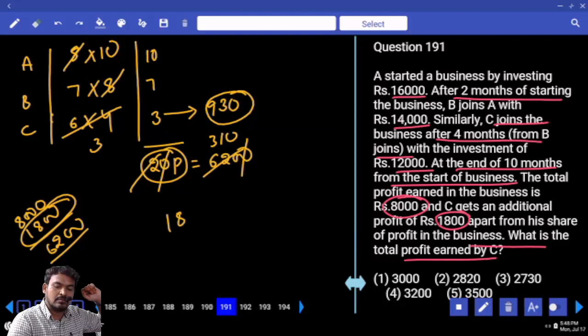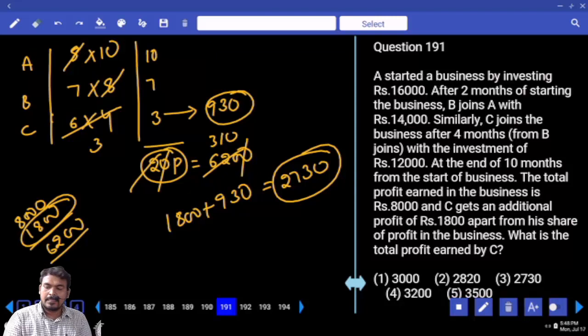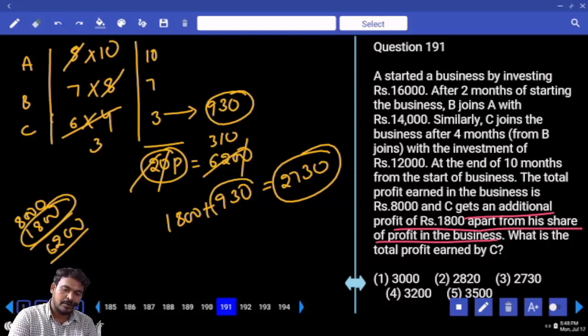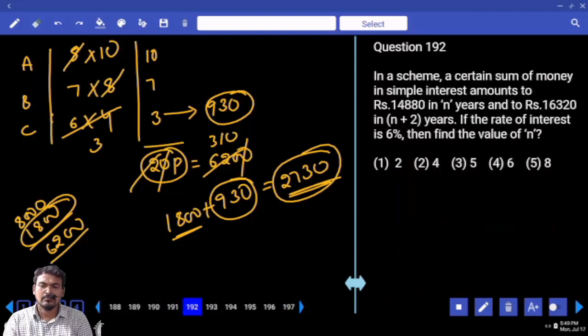What is the total value? 1800 plus 930. What is the answer? 2730. C gets an additional profit of 1800 apart from his share of profit in the business. His profit in the business is how many rupees? 930. What is the additional profit? 1800. Total how many rupees are received? 2730.